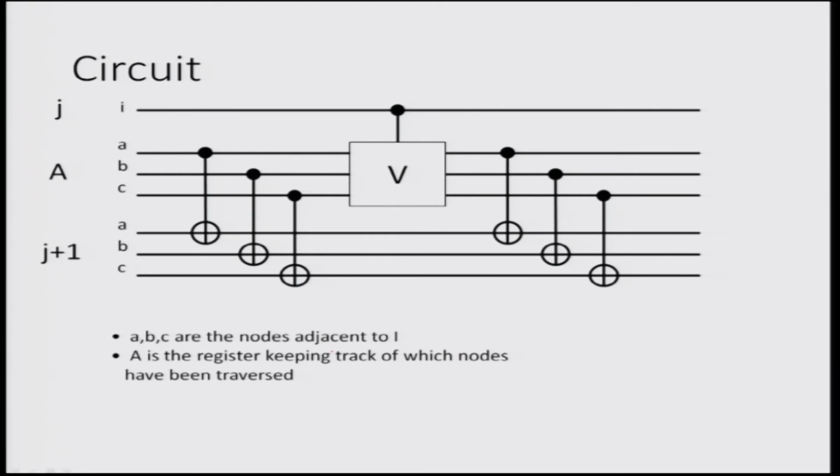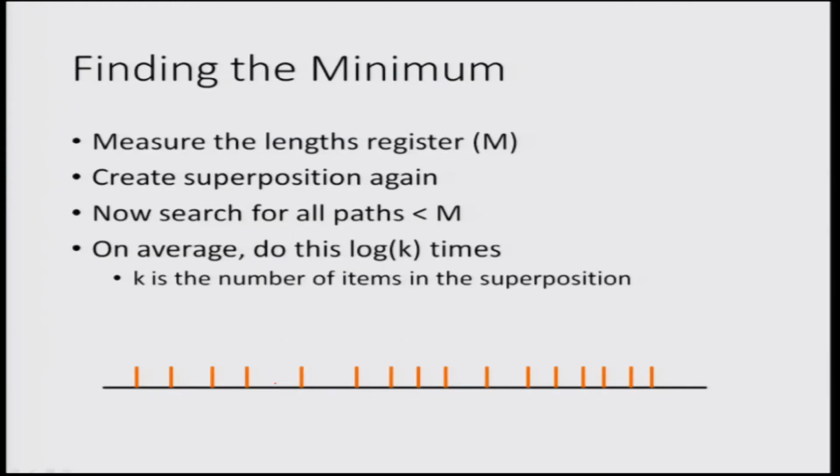A, B, C are the nodes adjacent to the input. A is the register keeping track of which nodes have been traversed, and in this way all the nodes are being covered. Once that is done, the minimum is found by measuring the lengths register M. We create a superposition again. Now, we search for all paths such that the length is less than M. On an average, we have to do this log of k times, and k is the number of items in the superposition. So, this is how it looks.